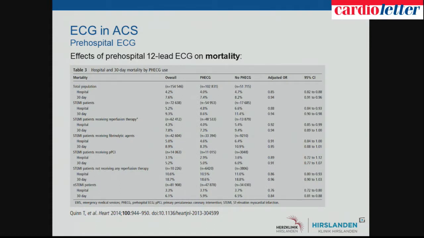Does it have an impact on mortality? Same study, and you can say yes, it has. You see in a total population, which is actually quite big, more than 100,000 patients in a retrospectively analyzed cohort, that the in-hospital mortality is 4% versus 4.7%. So you have the same trend in STEMI as in non-STEMI patients, where you also have a mortality benefit.